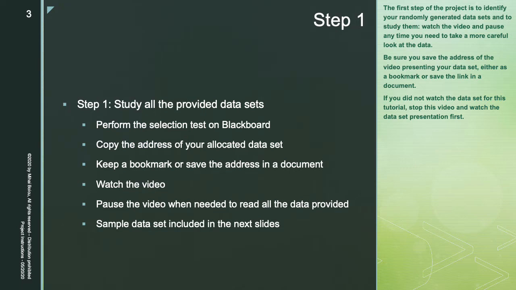The first step of the project is to identify your randomly generated dataset and to study them. Watch the video and pause any time you need to take a more careful look at the data. Be sure you save the address of the video presenting your dataset, either as a bookmark or save the link in a document. If you did not watch the dataset for this tutorial, stop this video and watch the dataset presentation first.